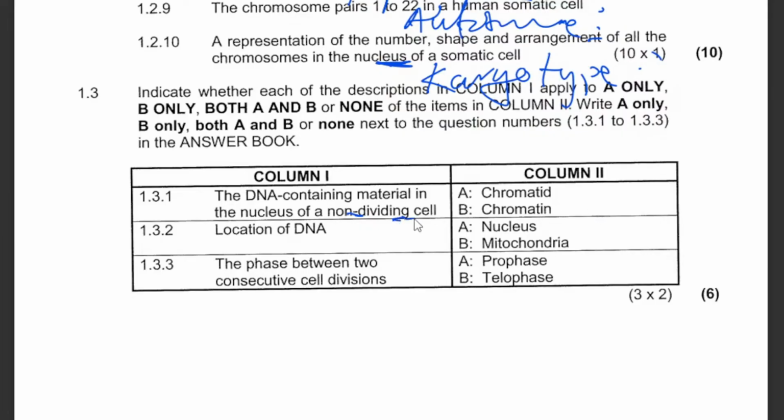Because that's why they said a non-dividing cell. So it's B only. They're saying location of DNA. Where do we find DNA? We find it in the nucleus, in the chloroplast, and the mitochondrion. So the answer is both A and B.